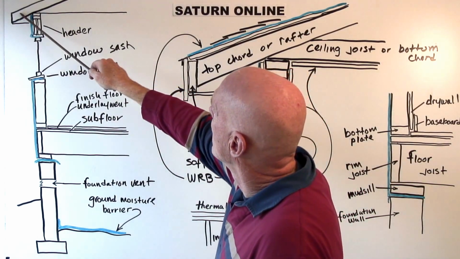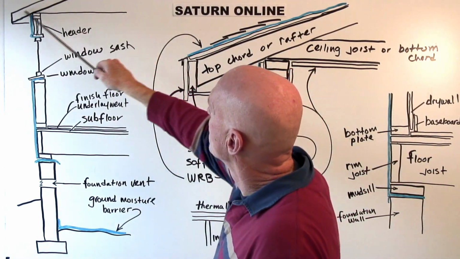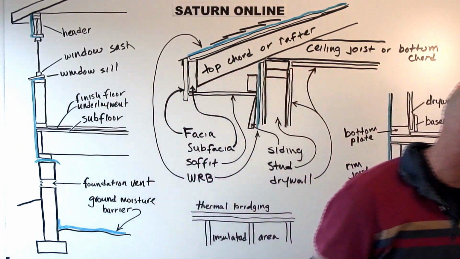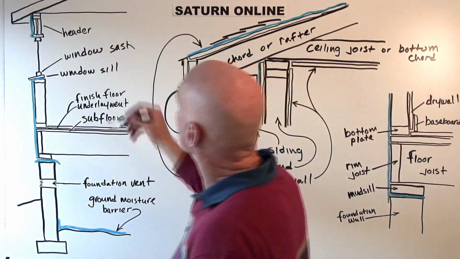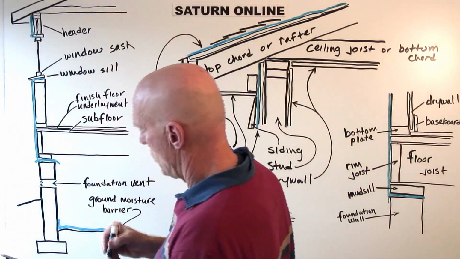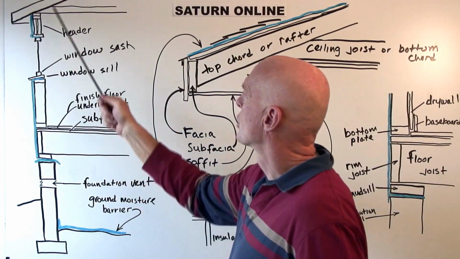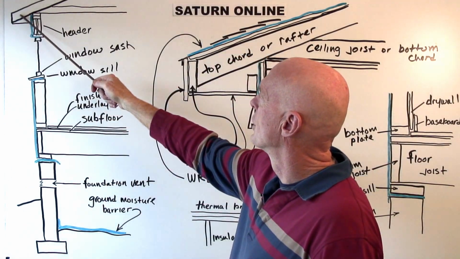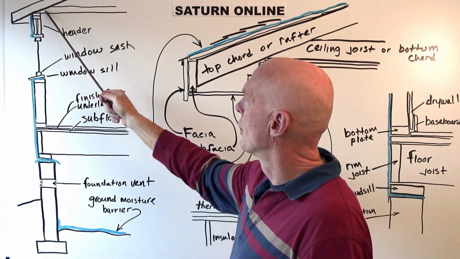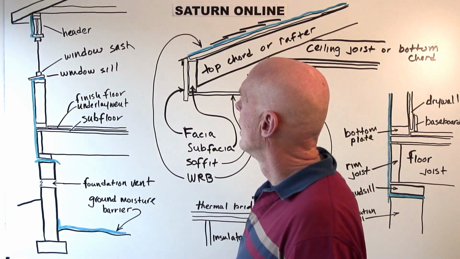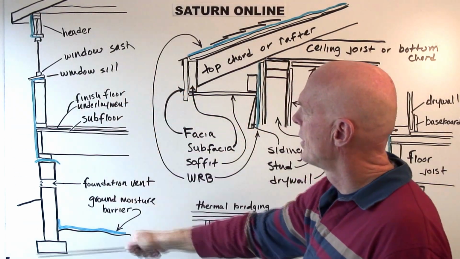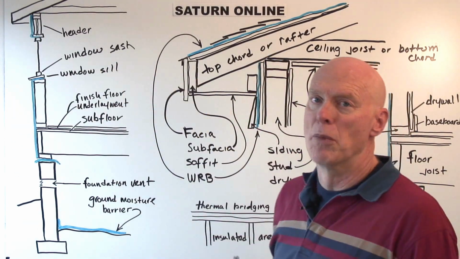Then here is the rafter. We have the rafter and the ceiling joist. This would be the ceiling joist right here. If this is a truss, then we would call this the top chord of the truss and this the bottom chord of the truss. So that's kind of an overview of the section through a modern home.